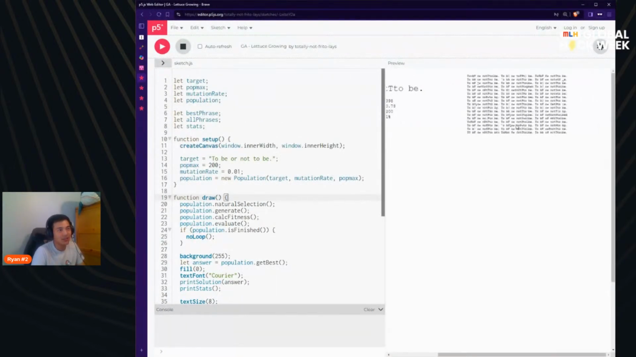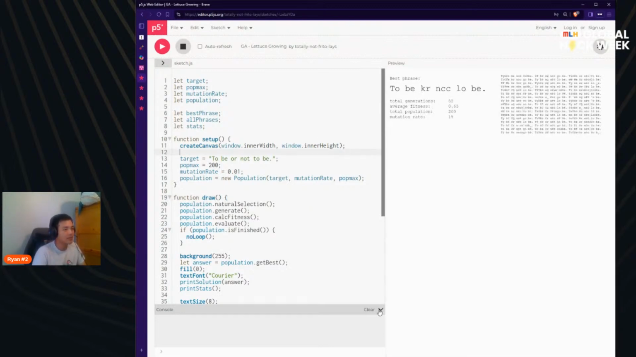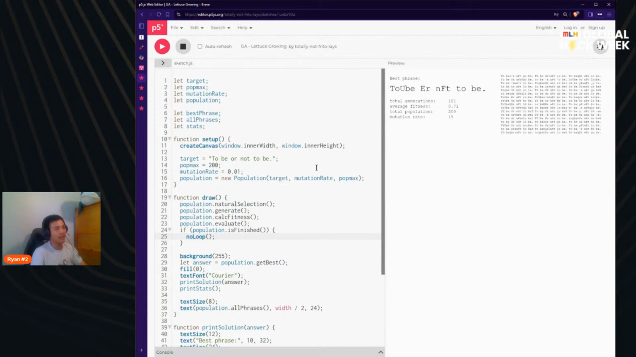We can see all of the different generations of "to be or not to be" strings populating around, and we can see that there are some total stats right there. If we take a look at how this example was structured, it will help us go through the rest of this process.